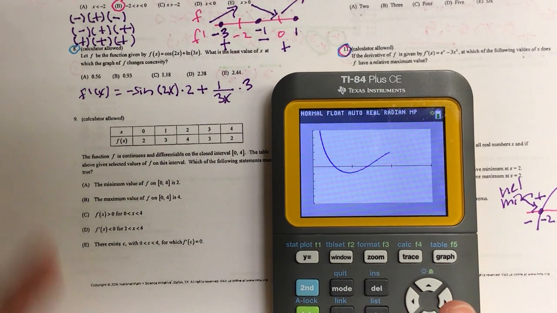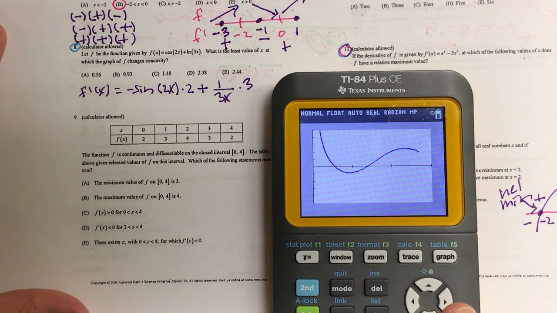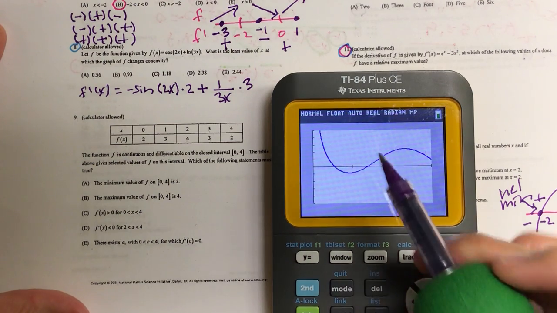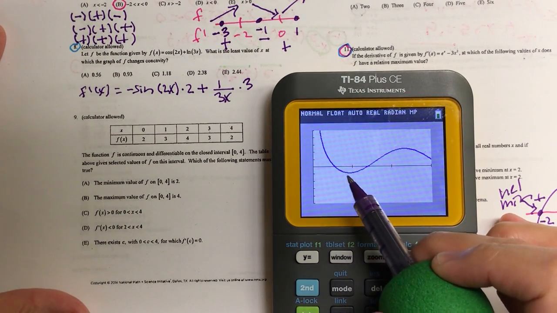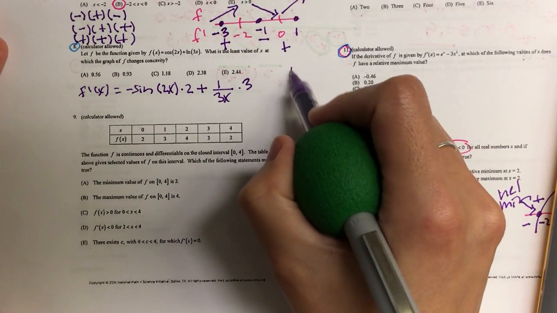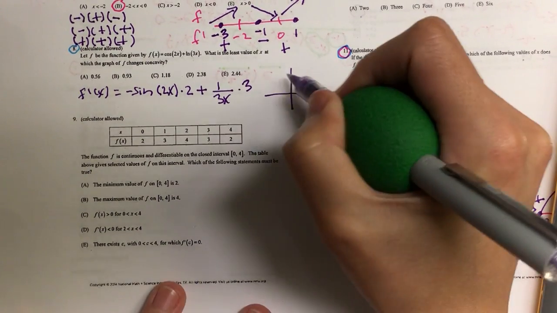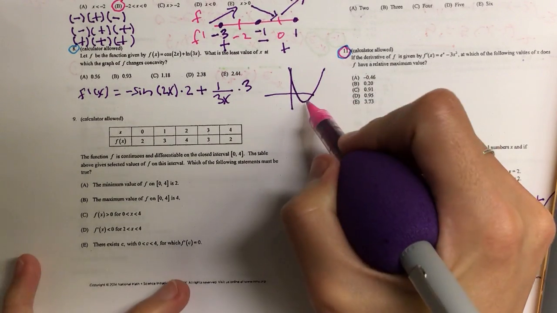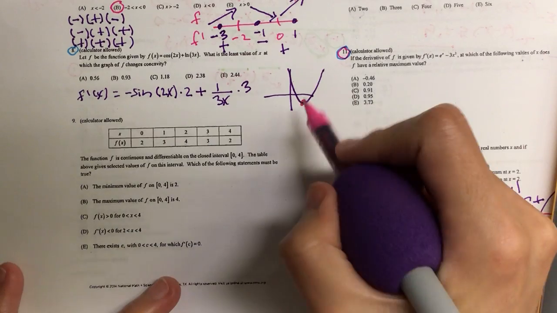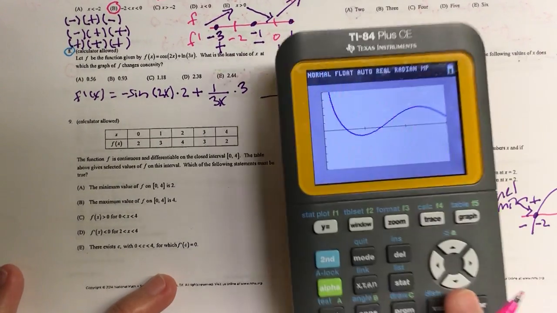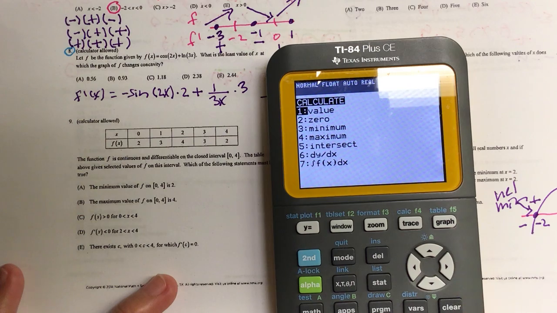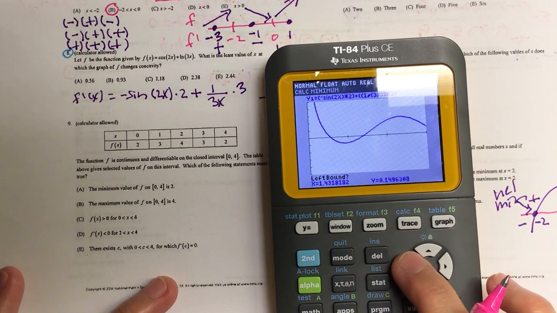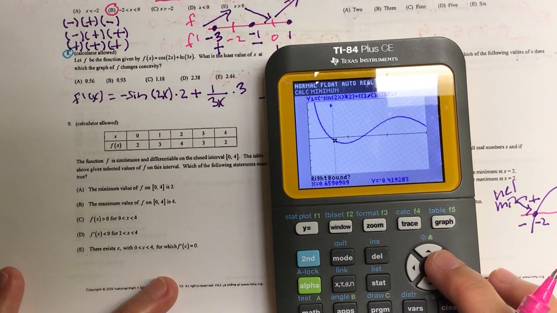So I'm going to actually draw out this graph on the side. Would you guys agree our point of inflection is going to happen down here? Let's sketch this real quick. The graph is doing something like this, and our point of inflection is going to happen when f prime is changing direction. Isn't that basically our minimum? Yes. Let's find the minimum. Second calc, the minimum is option number 3. You select anywhere from the left of the bottom, enter, and to the right, and enter.